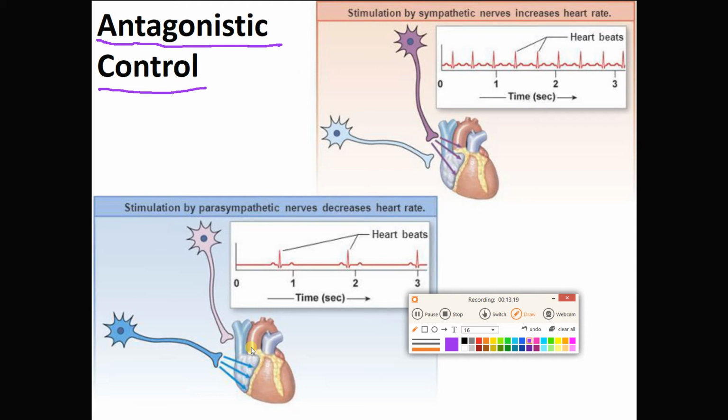Think about things like heart rate, blood pressure, breathing rate, diameter of blood vessels and airways. We got to get those things just right. We don't want them too big or too small. So we need them to go in both directions. And antagonistic control allows us to do that. But we can't do antagonistic control unless we've also got dual innervation.